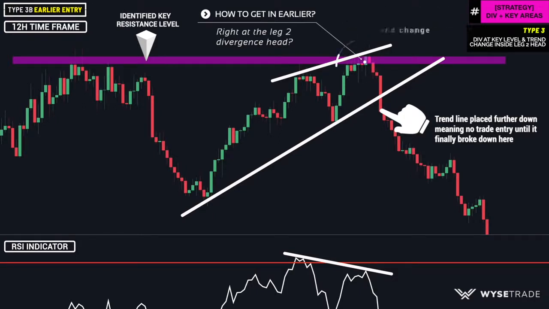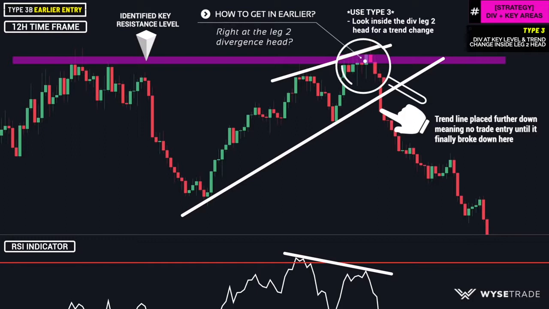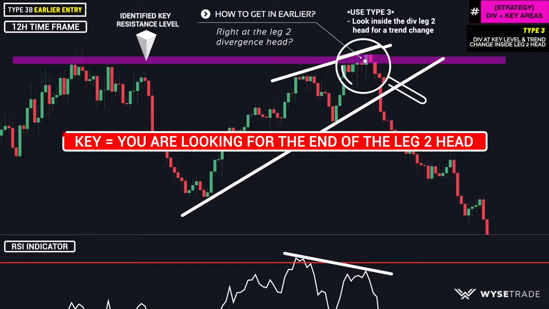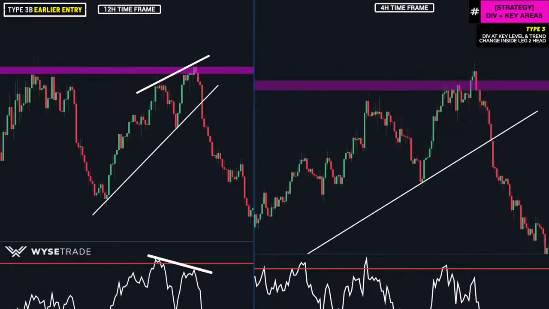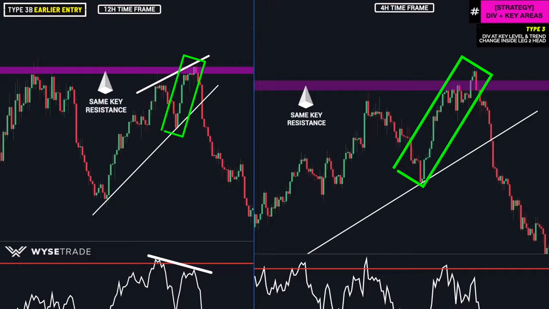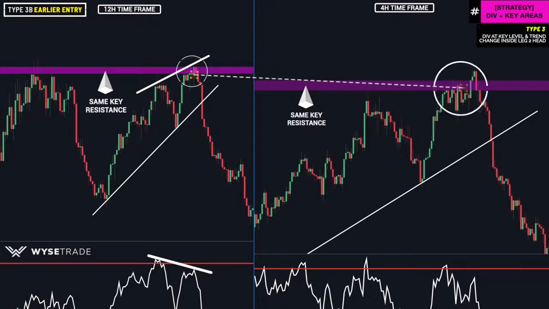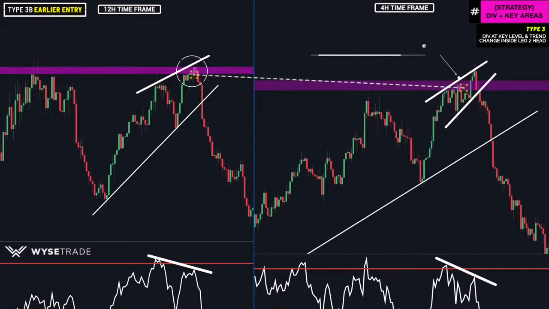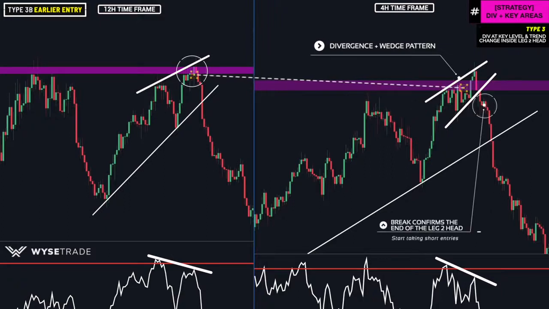Again, you need to look inside of it for a possible trend change so that you can find the end of the second head. So let's bring up the 4-hour time frame. Same resistance level, same uptrend. And the leg 2 head here is the same area here. Now on this time frame, you had a wedge pattern that is also divergence. And then once you had your break, this confirmed the end of the leg 2 head of the wider divergence.